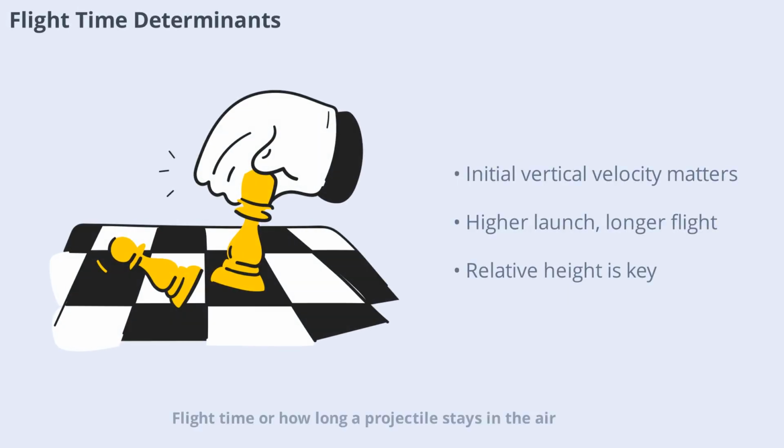Flight time, or how long a projectile stays in the air, is mainly determined by the initial vertical velocity and the relative projection height. The higher the object is launched or the greater its upward speed, the longer it will remain airborne. This principle is crucial in sports and activities where maximizing airtime can lead to better performance, such as in high jumps or basketball shots.